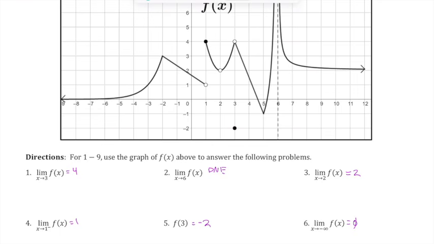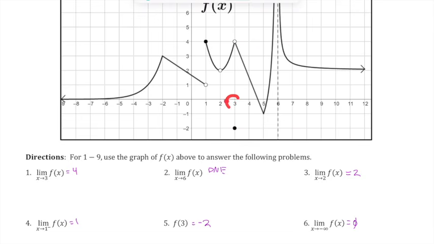Question 4, this is as we approach 1 from the left. So from the left, we're doing a one-sided limit. It looks like we're approaching 1. Question 5 says, what is the value at 3? What is the value at 3?